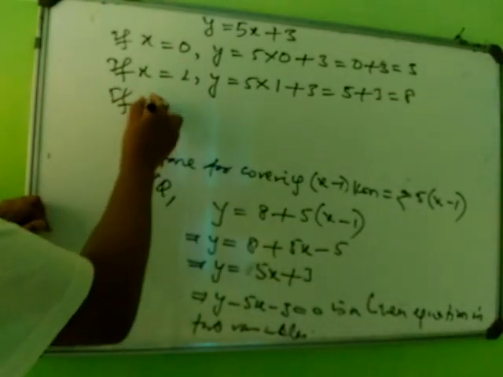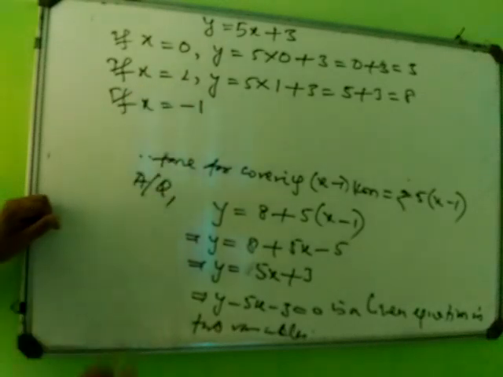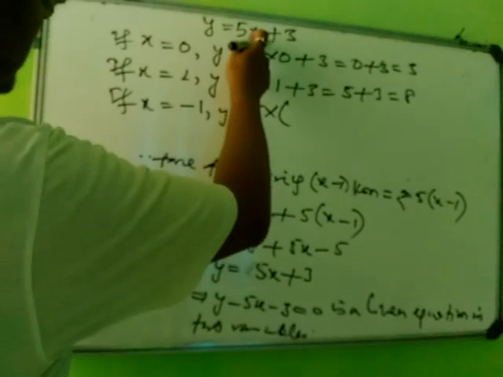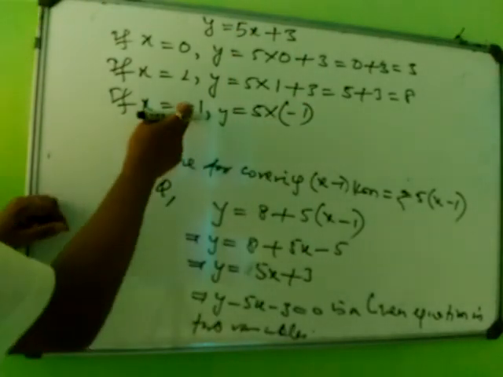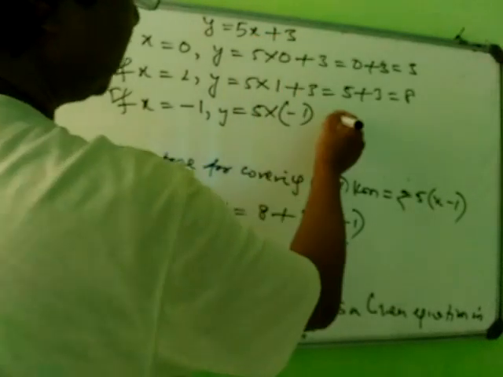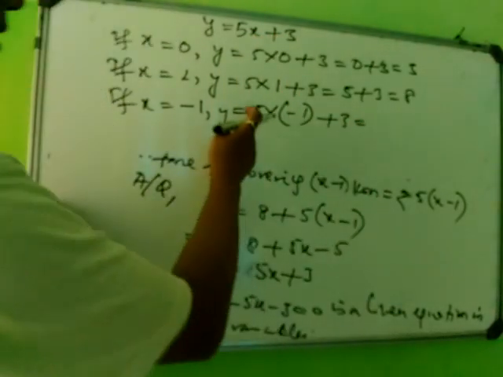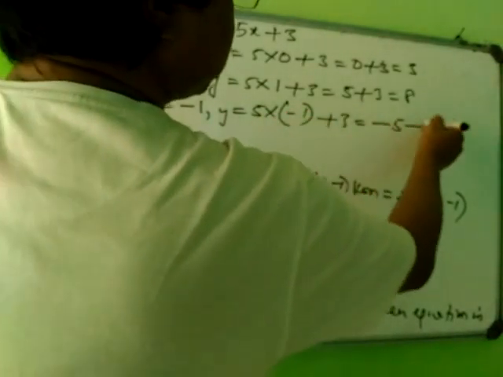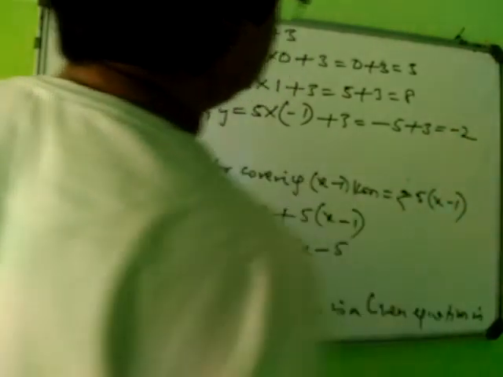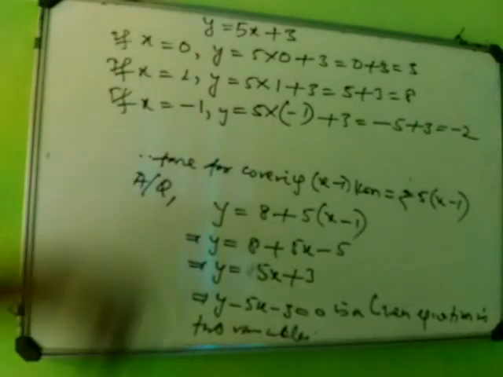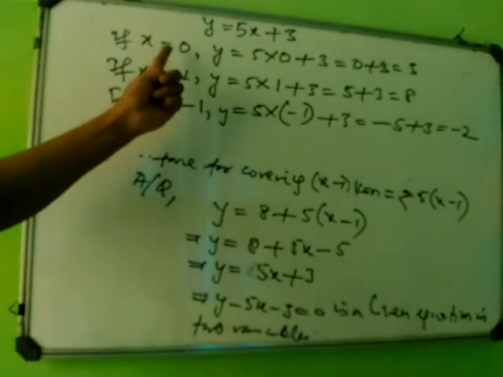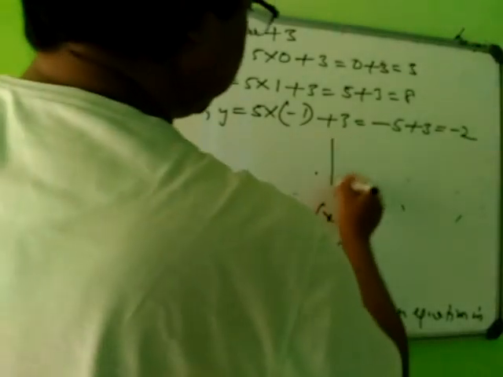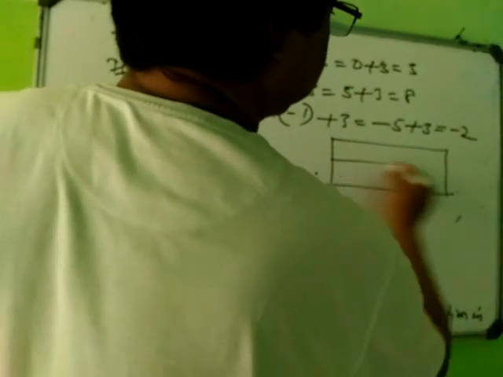Then if x is minus 1, y equals 5 into minus 1 plus 3. Plus into minus will be minus 5, and minus 5 plus 3 equals minus 2. So you need only a maximum of 3 points. So you have got 1, 2, 3. Now you are going to make the table for your graph.